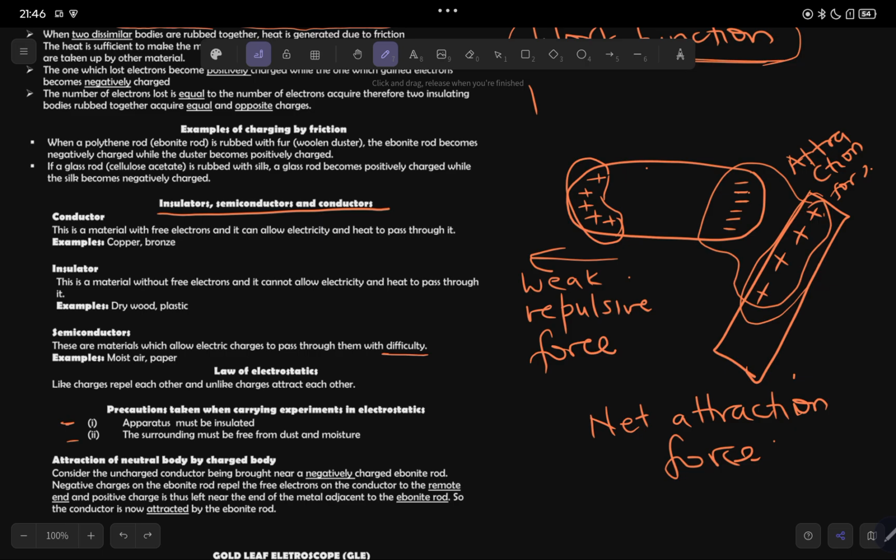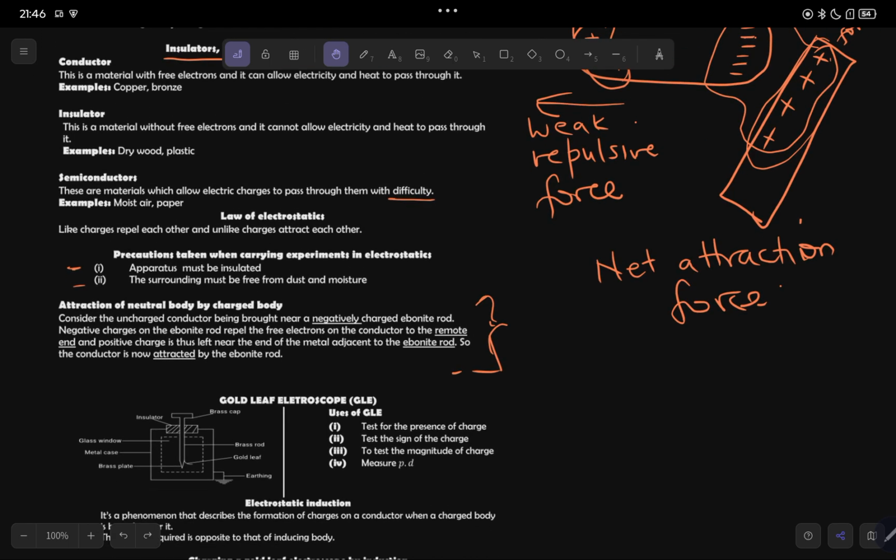Now here I have used a positively charged body near a neutral body. You can as well read through this paragraph and you'll see what happens when a negatively charged body is brought near a neutral body or conductor.